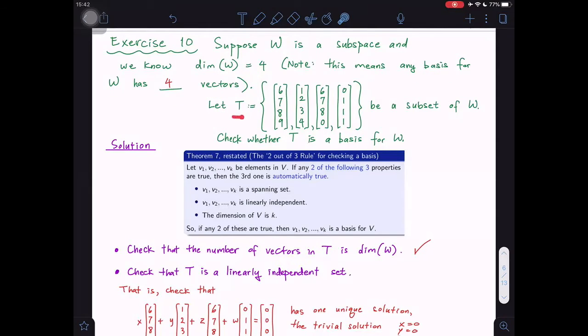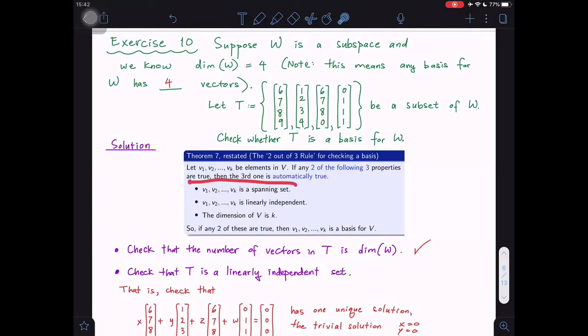Here I have a set of concrete vectors, and I know that this set is a subset of W, and I want to check whether this set T is a basis for W, and I will use this 2 out of 3 rule. First, I want to make sure that the number of vectors in T is in fact the dimension of W, and that is true because there are 4 vectors in T.